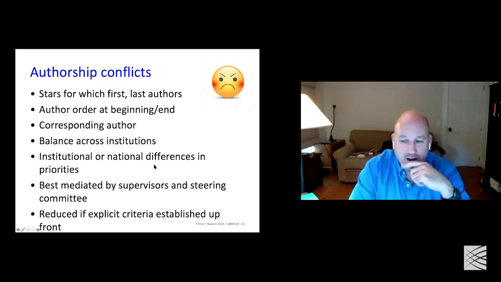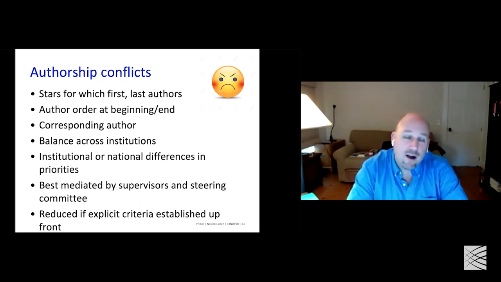Authorship conflicts can come up, and these can be pretty stressful. I think it's not uncommon for large consortial papers to have stars, but deciding which of the first or which of the last authors have contributions that warrant stars can be controversial. The author order at the beginning or end or throughout the manuscript can be controversial. At some institutions or in some countries, who the corresponding author is matters, and in others it's irrelevant.